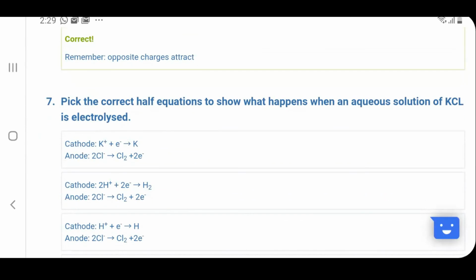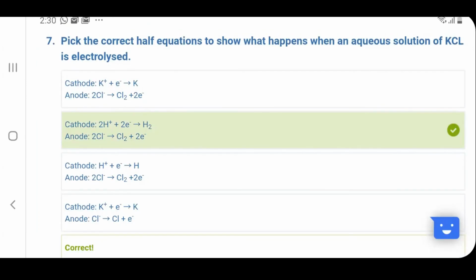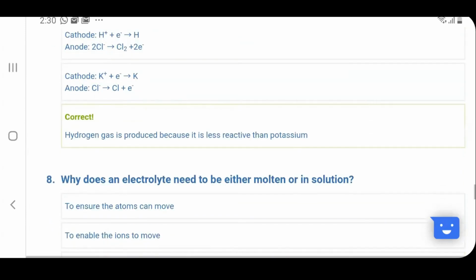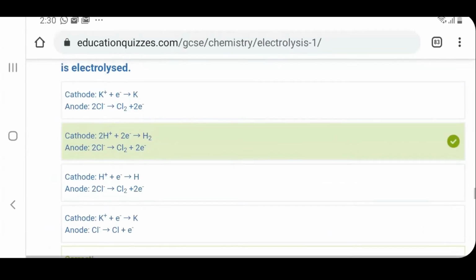Number 7. What's the correct half equation to show what happens when the aqueous solution of potassium chloride is electrolyzed? Answer? Is it B? B. Yes, it is B. Because remember, with potassium chloride once it's diluted, the hydrogen ions will take preference over the potassium ions. Good. So that's correct. Nice. So 7 is B.